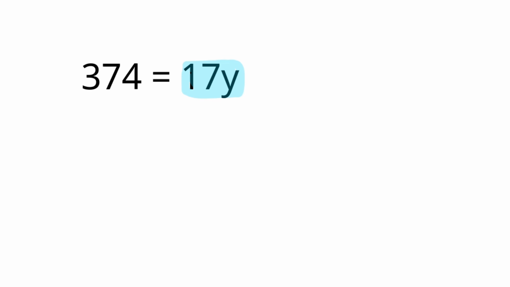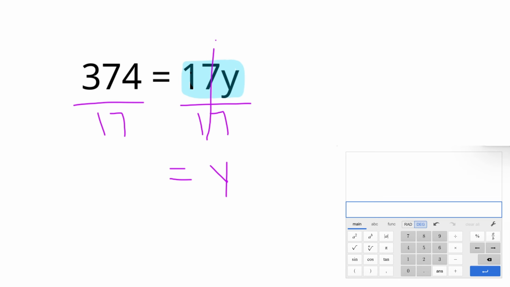Show that using a fraction bar on both sides of your equation. Divide by 17, divide by 17. 17 divided by 17 is 1y, leaving it isolated all by itself. The left side of your equation, 374 divided by 17, that is what you have to solve. Plug that into your calculator. We get 22.